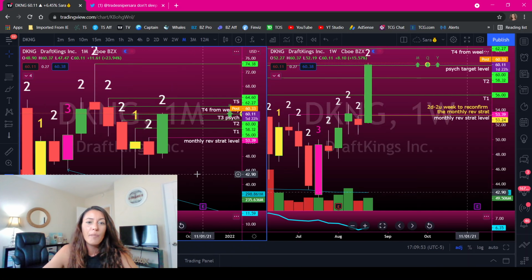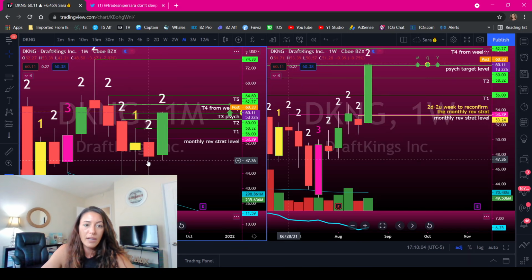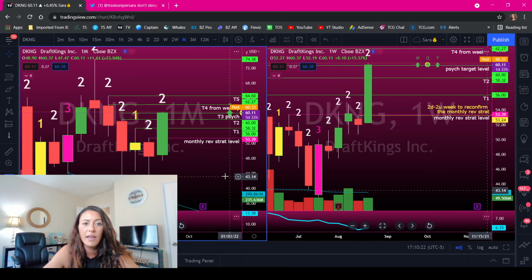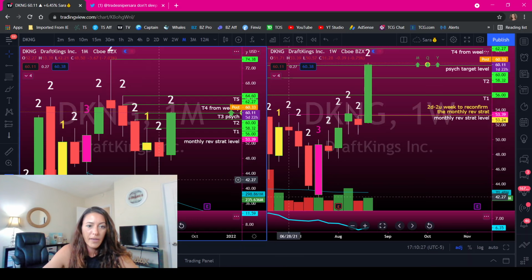So based on the strat combo sheet and what a rev strat is, anytime we are above this pink line, which is last month's high, 53.39, we are in force. And we know that this is our target. 60 psychological is our target. This one I got from the weekly chart, which I'll show you over here in just a second. Okay. So just real quick, the bears failed. So now it's the bulls' turn to step up.